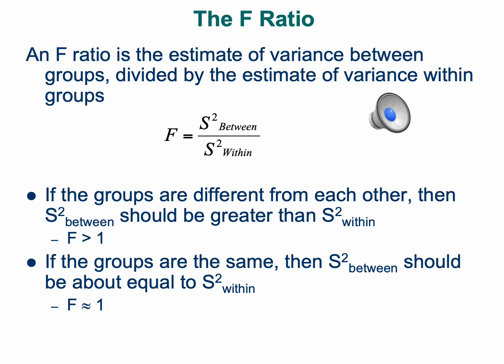Okay, an F ratio is the estimate of variance between groups divided by the estimate of variance within groups. Okay, it's that contrast that we just described in the previous slide. If the groups are different from each other, then the variance estimate between should be greater than the variance estimate within, and so F should be greater than 1. If the groups are the same, then the between to within variance estimate should be the same, and so that makes the F ratio approximately equal to 1.